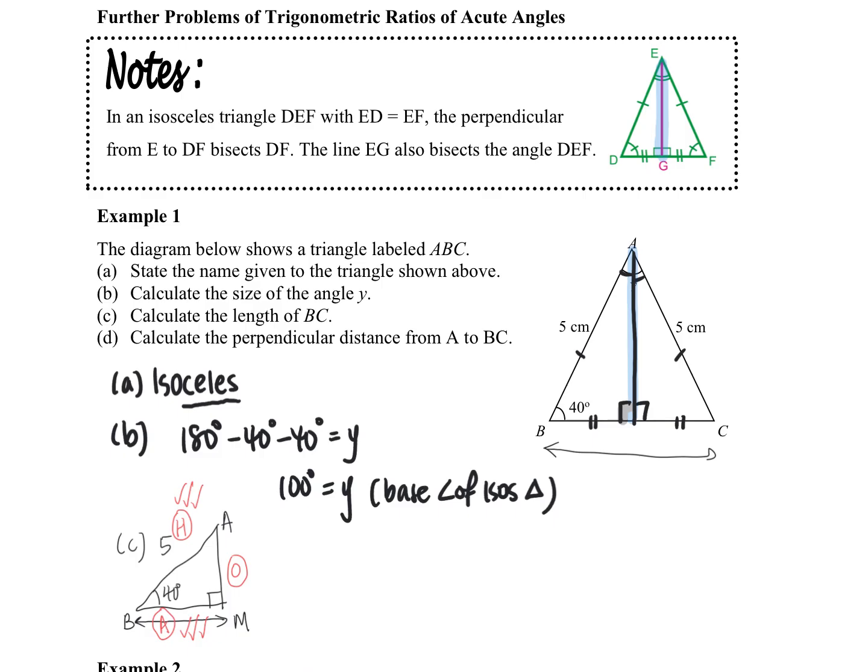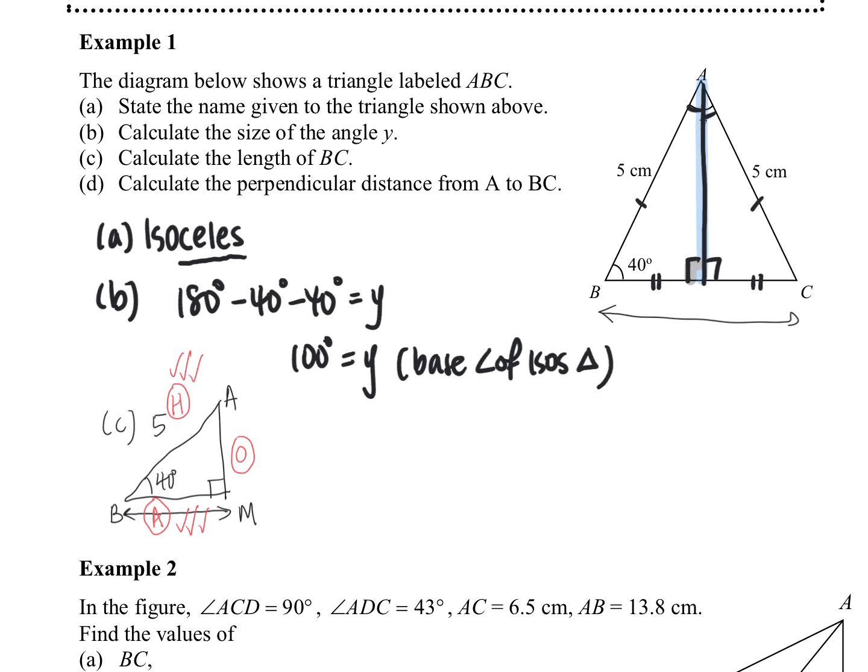So cross multiply. BM is 5 cos 40. Okay, don't need to evaluate using the calculator first because this is not your final answer. Let's keep it as exact as we can. Okay, so now to find BC, I multiply this by 2. So you will get an exact answer so that you don't lose accuracy marks. So 7.66 cm, length to 3SF.